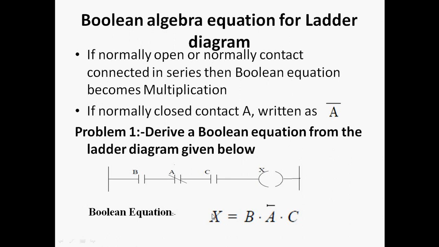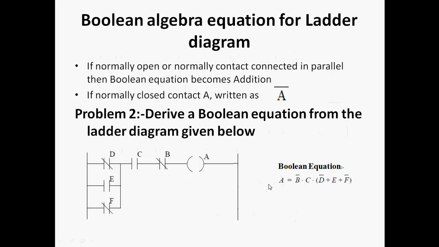So how can it be written in the format of a Boolean equation? The output is on the right-hand side, so X is on the left-hand side. X is equal to B as it is, because it is normally open, so we can write it as it is. A is normally closed, so I can write A bar. A normally open contact is written as it is, a normally closed contact as a bar, and then C. This is the main thing related to the Boolean algebra equation.